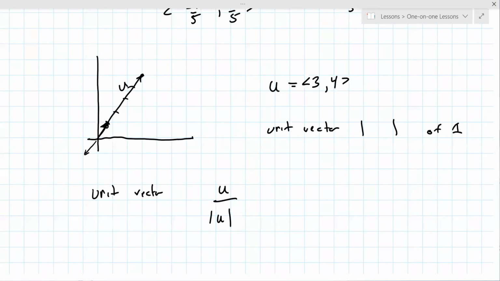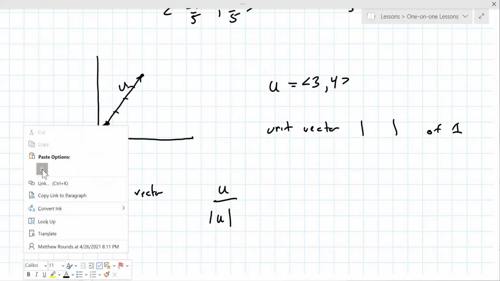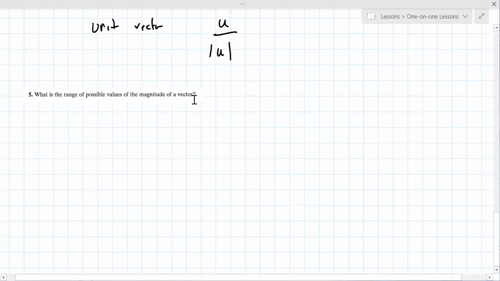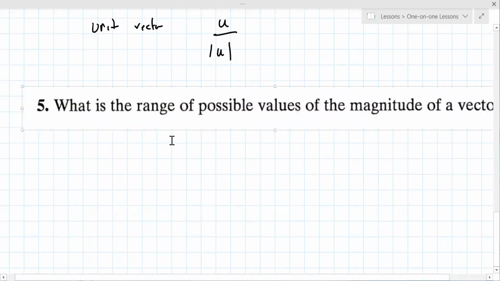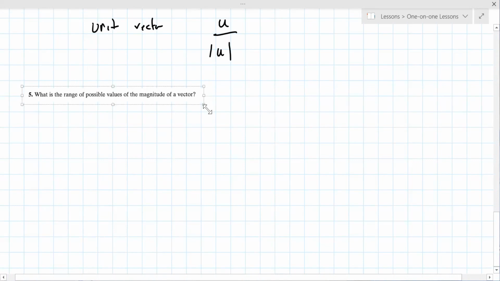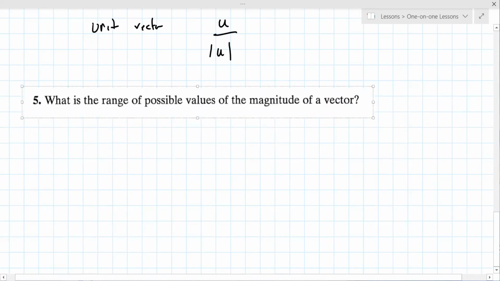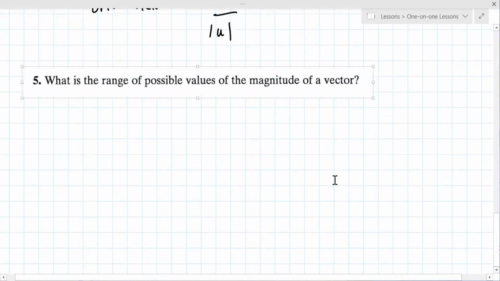What is the range of possible values of the magnitude of a vector? Number 5 is more conceptual. Did you get questions like number 5 on your last exam? She did put a lot of conceptual ones.